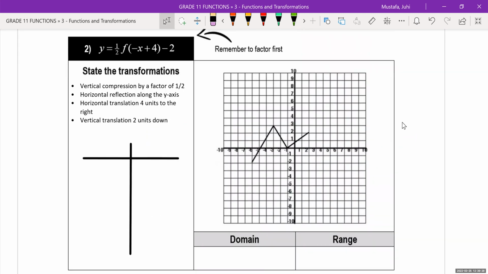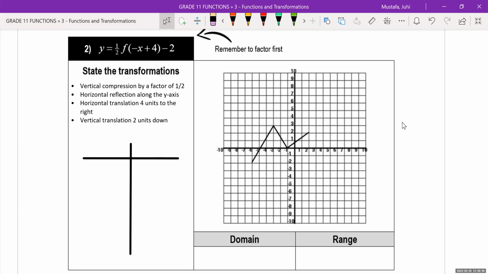So question number 2 is y is equal to a half f of bracket -x plus 4 bracket -2. Why am I using the letter f? Because this isn't one of the functions we know. It's not an absolute value function. It's not a square root. It's not a line. It's not a parabola. It's just a random function. Actually, it's the same one as before. So we have to use function notation for that.